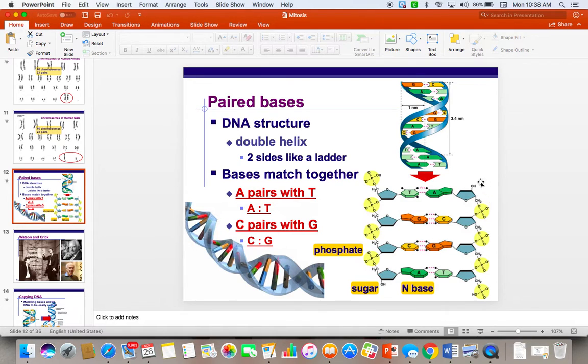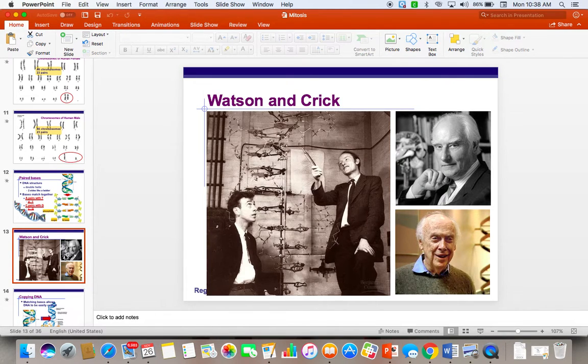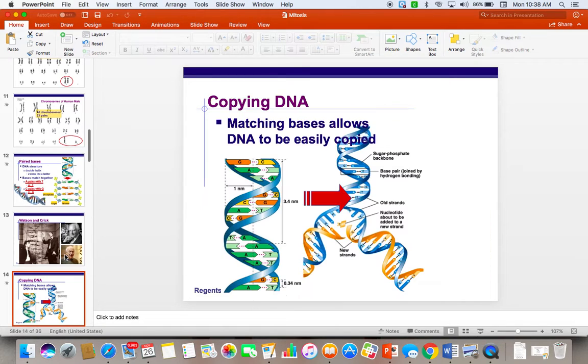Now, if we look at the sugar and the phosphate and the nitrogen base together, that's a nucleotide, okay? Watson and Crick, remember, discovered the structure of DNA. They got the Nobel Prize for that, along with Maurice Wilkins. So remember, he and Rosalind Franklin were taking pictures of DNA. Remember, Rosalind Franklin died before the Nobel Prize was given out, so she didn't get it. But Watson and Crick are the two guys that are given credit for discovering the double helix structure.